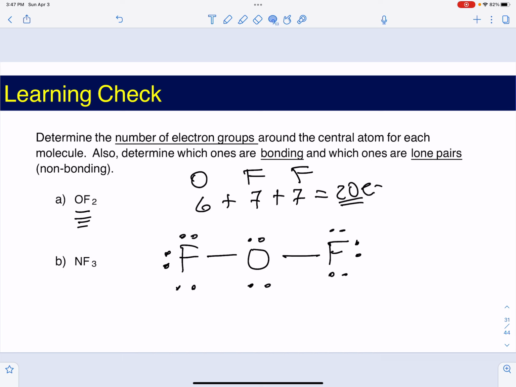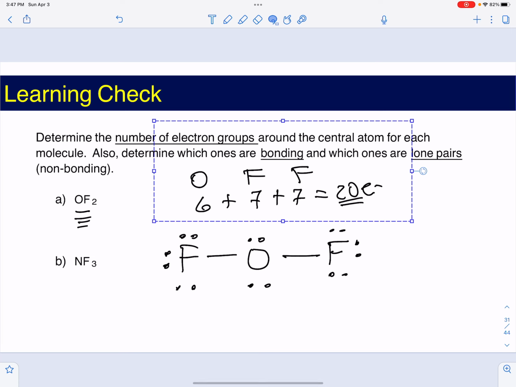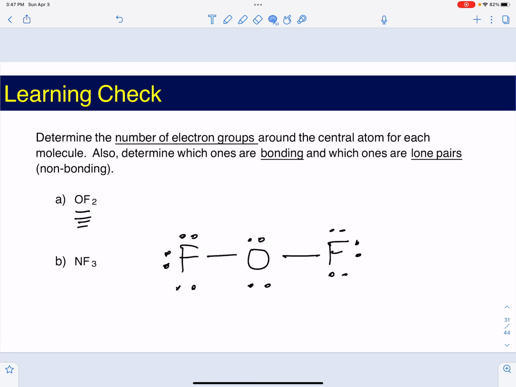So what we're gonna do here first is learn some concepts that we're going to need to get to the shapes later. So determine the number of electron groups. So what are electron groups? This is an electron group. This is an electron group. This is an electron group. This is an electron group. This is an electron group. So basically the different areas. And this is an electron group, and this is an electron group. If you notice, I colored it different from the other ones because they're different.